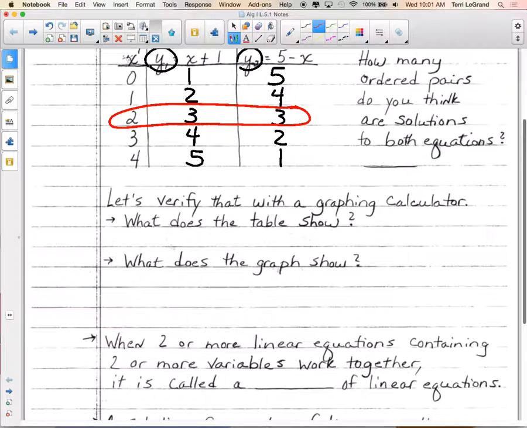Okay, so here's what you're gonna do. You're gonna do second trace, and you're gonna go down, and we want to calculate the intersection. So you're gonna press 5, and then you're gonna press enter, enter again. It's guessing for a little bit here, and now enter one more time. And it should give you the exact point of intersection. 2, 3. Look at that.